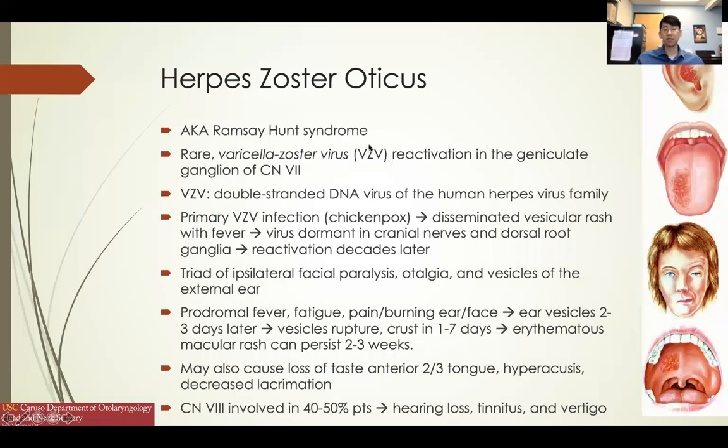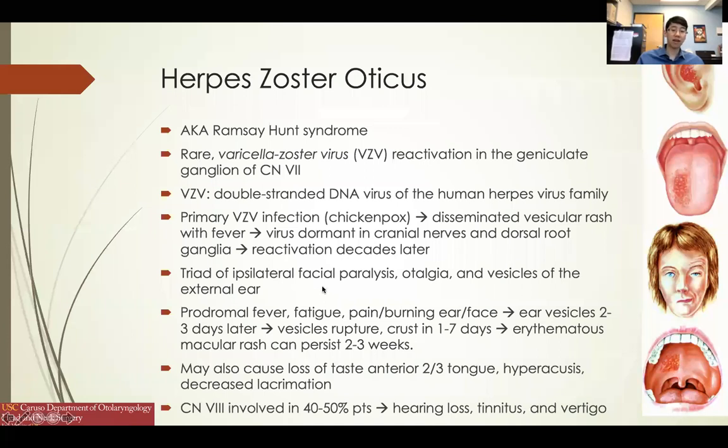So viral infections, herpes zoster oticus being the most important one for us, also called Ramsay-Hunt syndrome. It's a reactivation of the varicella zoster virus that's dormant in the geniculate ganglia of cranial nerve 7. It's rare. This is a double-stranded DNA virus of the human herpes virus family, and patients will have a history of a primary varicella zoster infection, also called chickenpox, which is a disseminated vesicular rash with fever that then lays dormant in cranial nerves and dorsal root ganglia and reactivates decades later.